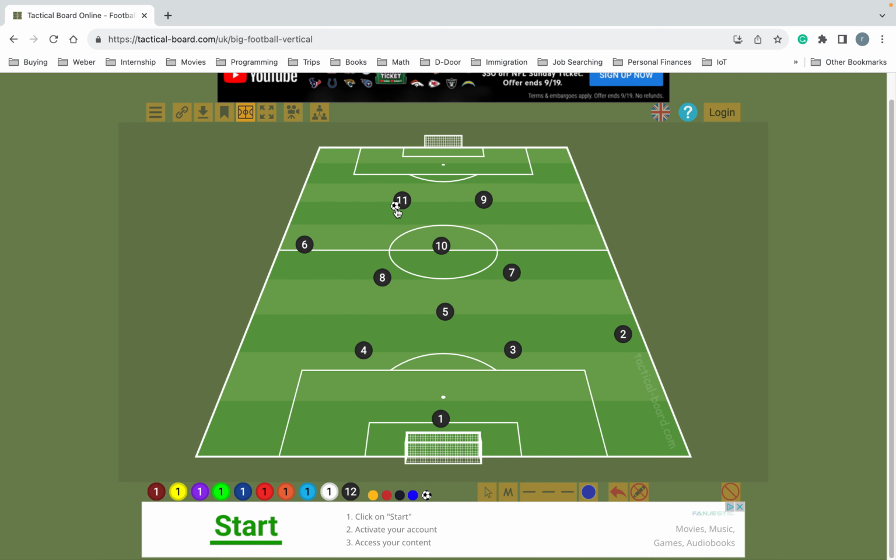What happens if we get counterattacked on and they attack into this space right here, right? We'll do this. Our center defensive mid drops in. Our center back covers that space. And then we have, again, our back four. Okay?